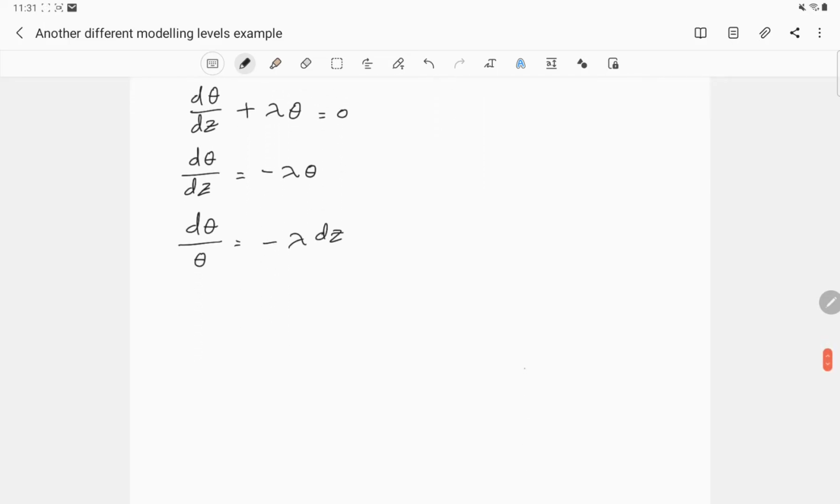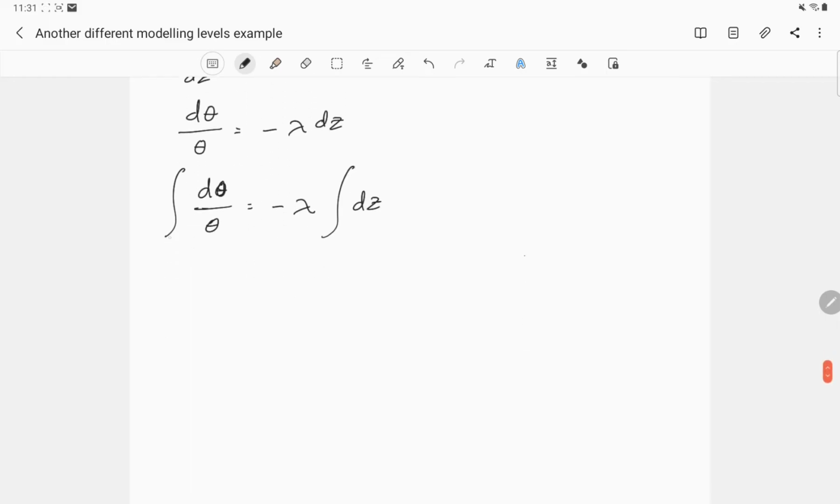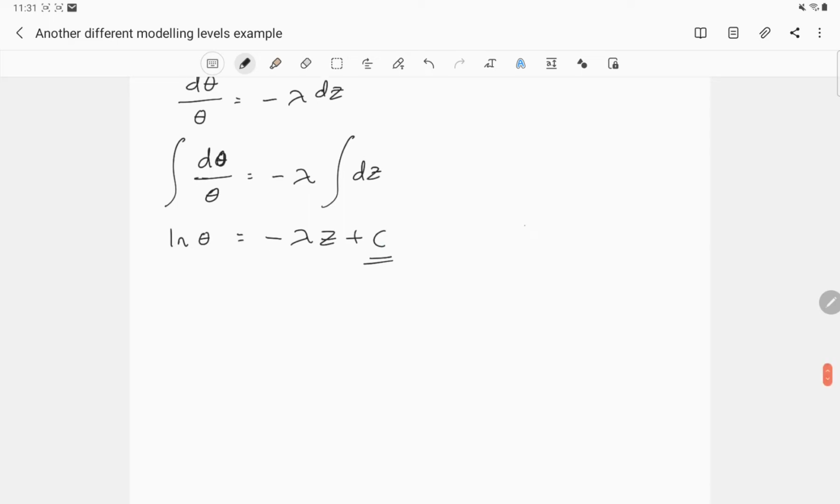Okay, then with this we can integrate d theta over theta, which will be equal to minus lambda integral of dz. Okay, note that we don't have any upper limit and lower limit of the integrations in here. So when we integrate this, then we will have ln theta equal to minus lambda z plus c. So this one is a constant of integration.